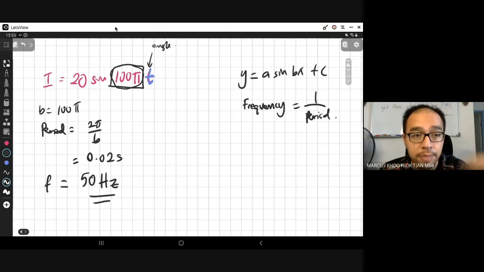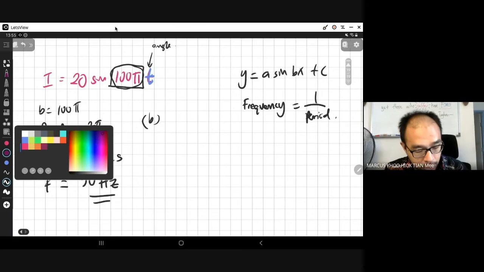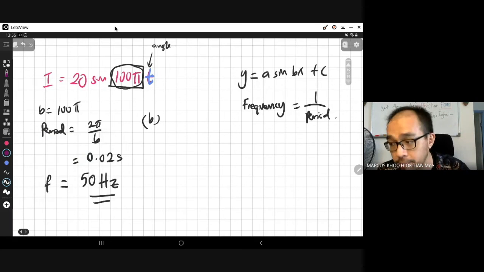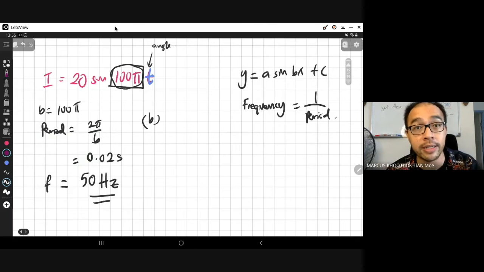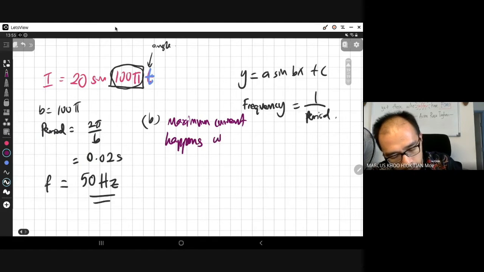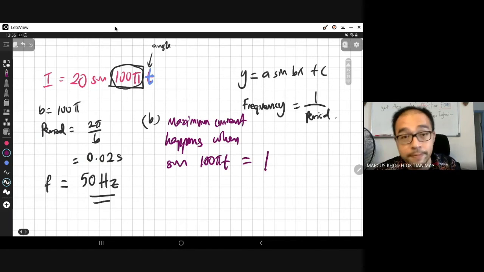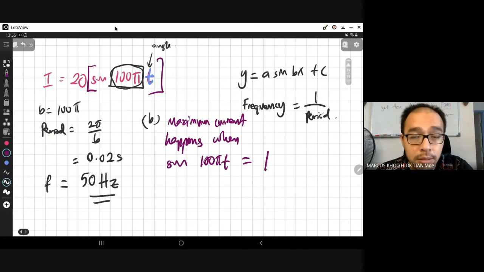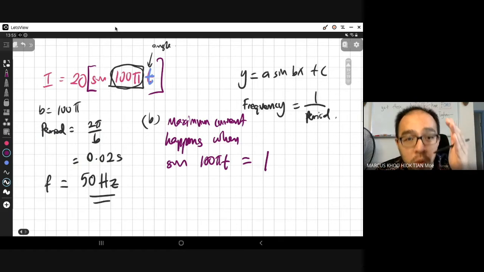So, question B, the maximum current. Let's change to purple. I feel like having purple today. Okay, maximum current, and the time when it occurs. Same as question 1. So maximum current happens when sine 100 pi t equals to 1. We know that this one is the one that tells us. The maximum current happens when sine 100 pi t equals to 1.